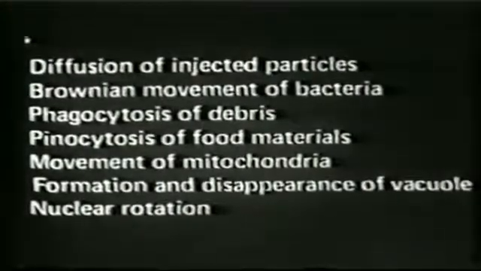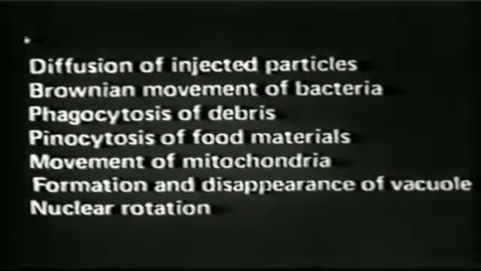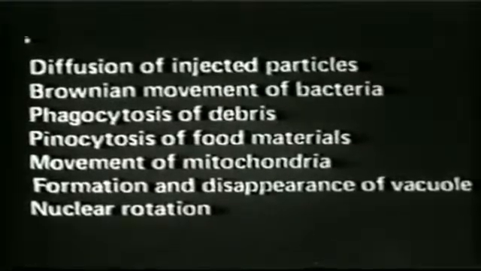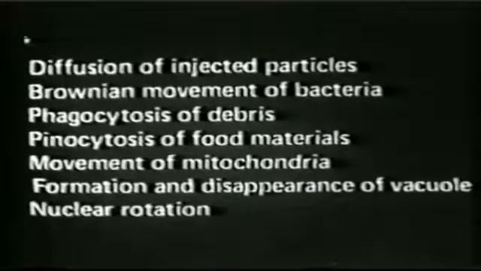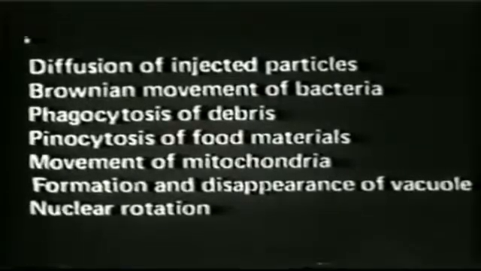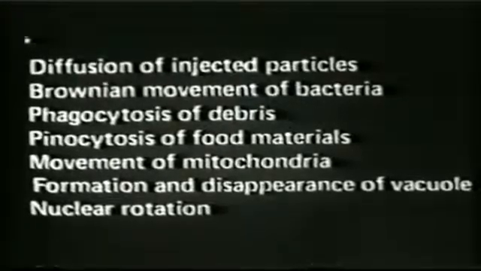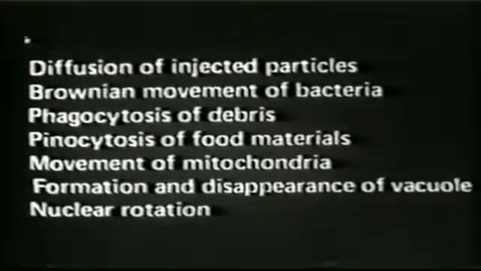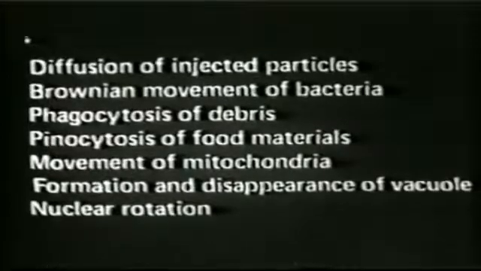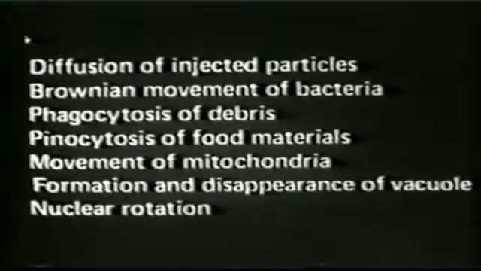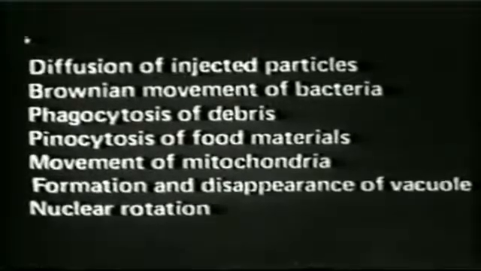The complete list of intracellular movements includes diffusion of injected particles, Brownian movement, phagocytosis, pinocytosis, movement of mitochondria, formation of vacuoles and their disappearance, and nuclear rotation. These can be seen in living plant cells, protozoa, or cells in tissue culture, and are the main criteria by which one judges whether the cells are alive. When intracellular movements stop, the cells are dead.